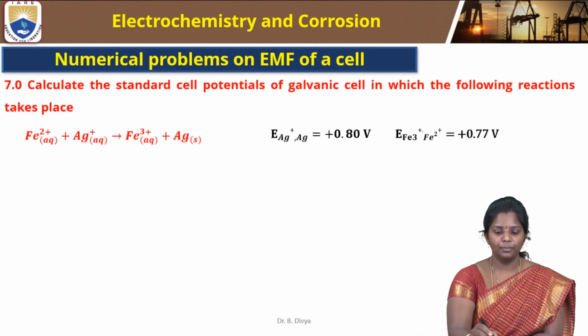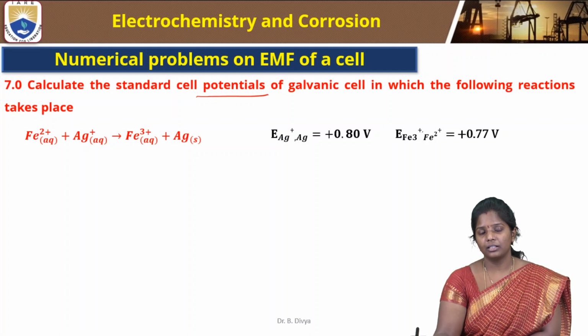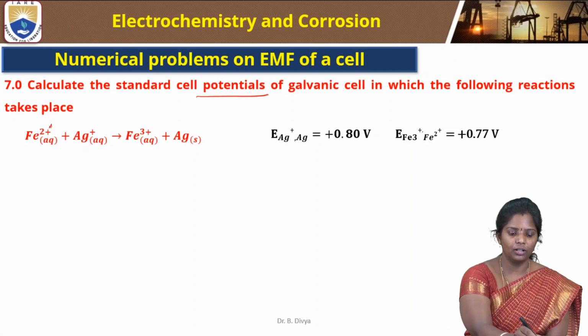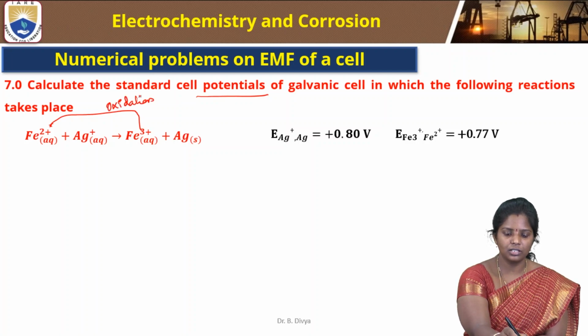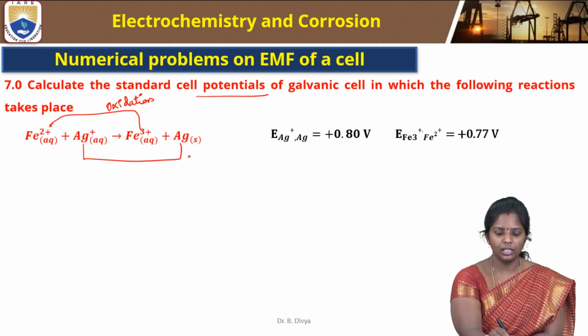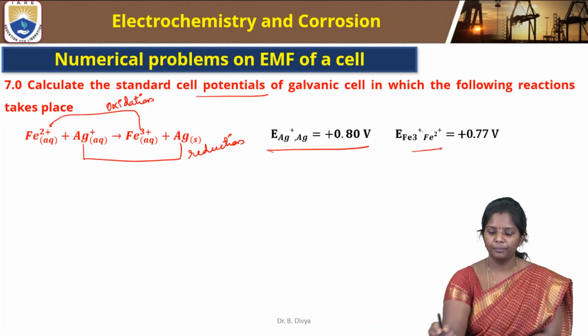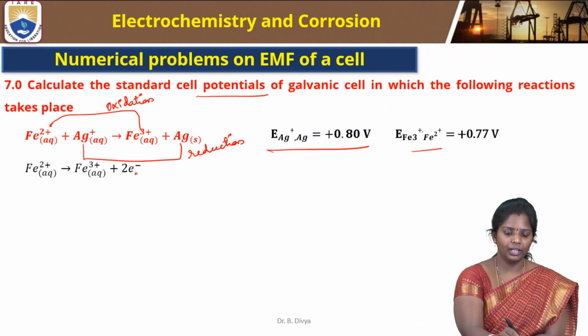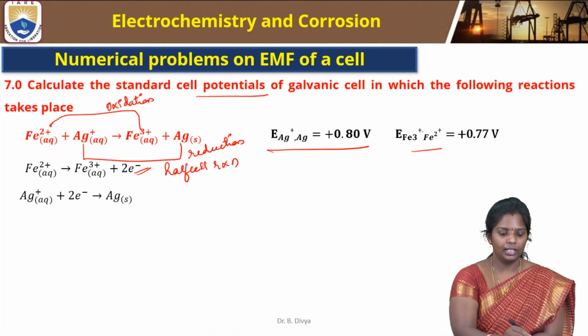Next, calculate the cell potential of a galvanic cell in which the following reaction takes place, an iron silver combination, wherein Fe2+ ions are converting to Fe3+. What is happening here? Oxidation, an increase in the oxidation state, and Ag+ ions converting to Ag, so reduction is taking place. They have given the electrode potentials: silver plus 0.80 volt and iron plus 0.77 volt. We write the half cell reactions: Fe2+ converting to Fe3+ and electrons, and Ag+ with electrons giving rise to Ag.